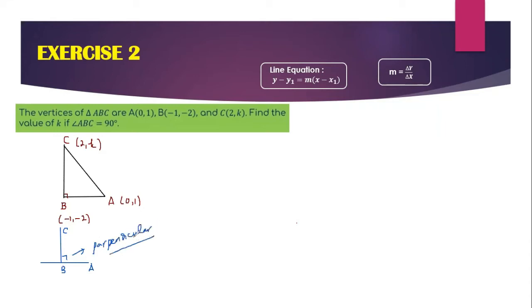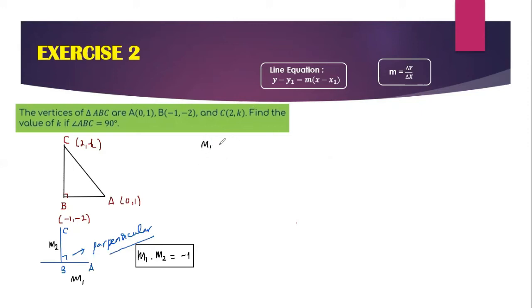Okay. So what's the meaning of perpendicular? Perpendicular means the gradient of AB, let's say M1, and the gradient of BC, let's say M2. We have the concept that perpendicular lines satisfy M1 times M2 equals minus 1. This is the concept, right? M1 times M2 equals minus 1. This is the perpendicular. Okay, so now we're going to find M1.